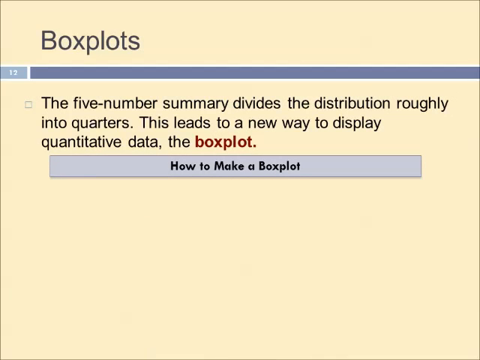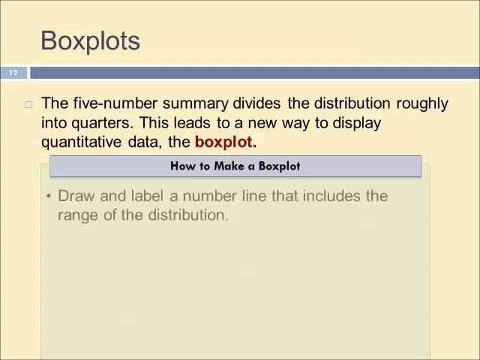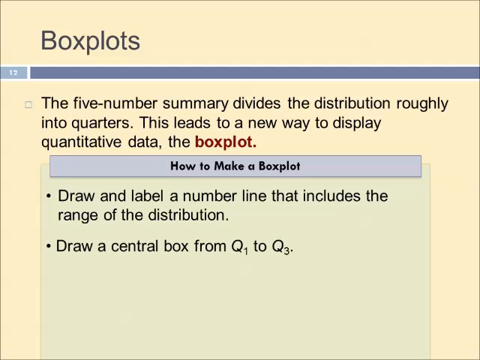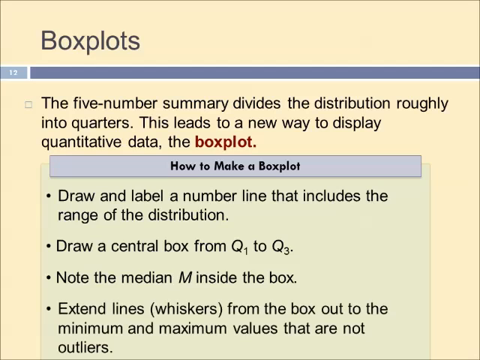The five-number summary divides the distribution roughly into quarters. And this gives us a new way to display quantitative data, called the box plot. So to make a box plot, we draw and label a number line that includes the range of the values of our variable. We draw a central box from the first quartile to the third quartile and indicate the median inside the box, and then extend lines, also called whiskers, from the box out to the maximum and minimum values.